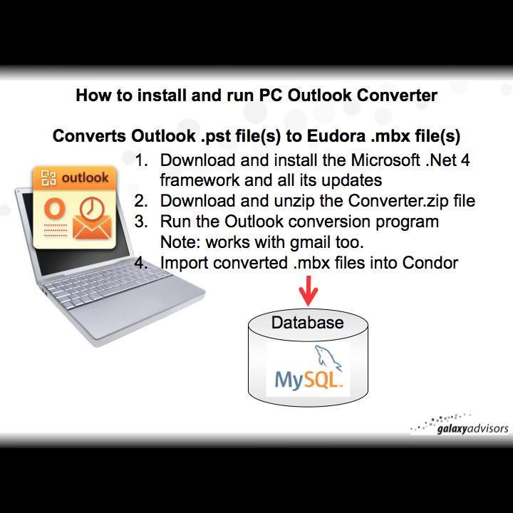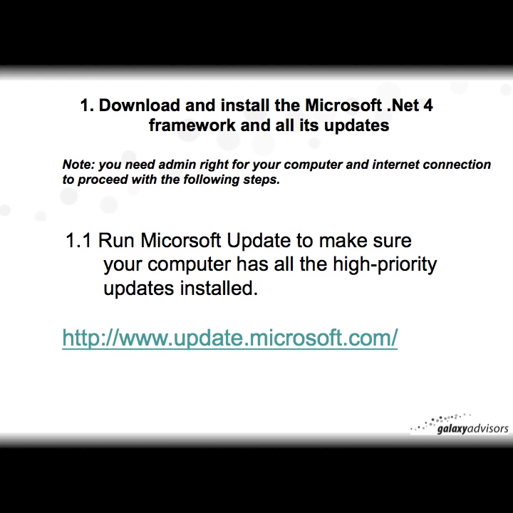Now I'm going to take you through each step one at a time, and to get to your ultimate goal, which is your email into your Condor software so that you can visualize it, measure it, and help analyze it. So the first step is really to download and install the Microsoft .NET 4 framework. Again, you're going to need your admin rights for your computer and an internet connection to proceed with the following steps.